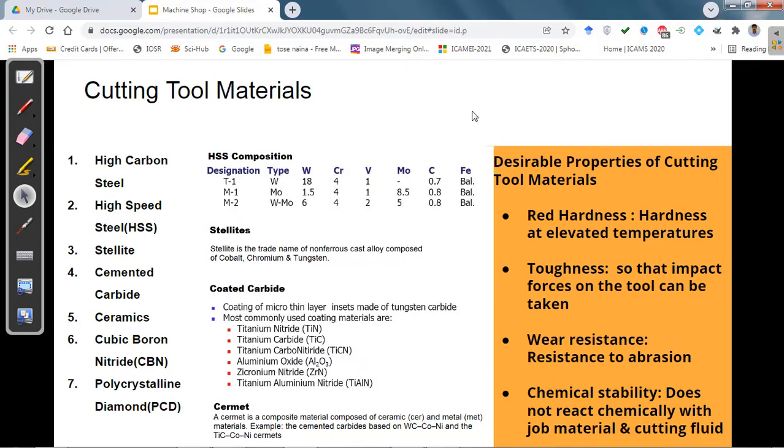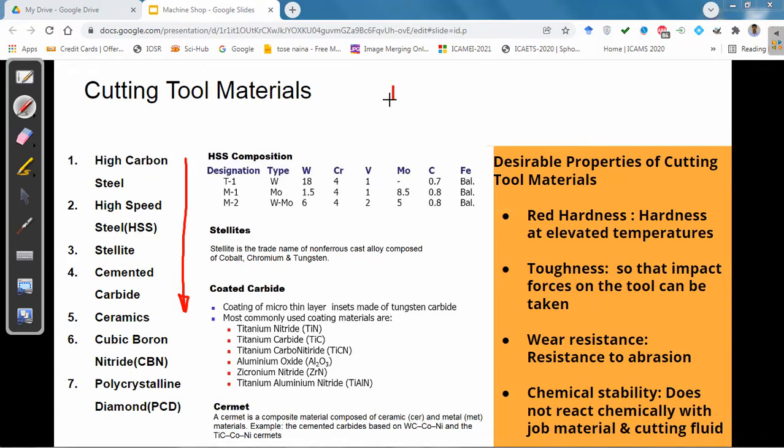Now, regarding the material of the cutting tool, different kinds of materials can be used for cutting. It can be high carbon steel, high speed steel, stellite, cemented carbide, ceramics, cubic boron nitride, or polycrystalline diamond. So these are the different cutting tools which can be used. Chronologically, if you go from top to bottom, the tools become harder and harder, so hardness increases as you go to the bottom. On the other hand, toughness increases as you go from bottom to top.